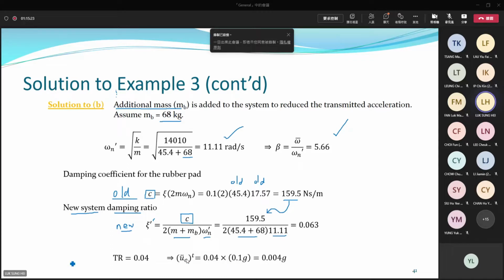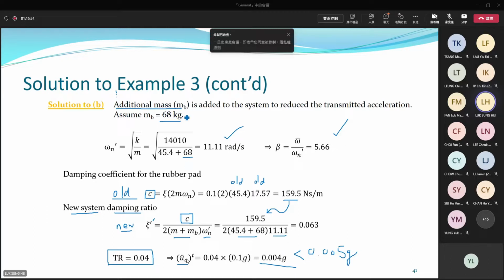So right now you can calculate the new TR. The new TR is equal to 0.04, lesser than the previous answer. And then finally you get a smaller total acceleration, 0.004 g, less than our tolerance. Our tolerance is 0.005 g. It seems that this operation, adding one extra mass to the system, can help to reduce the total acceleration felt by the instrument. It relies on some trial and error.